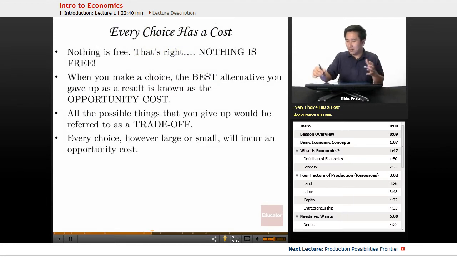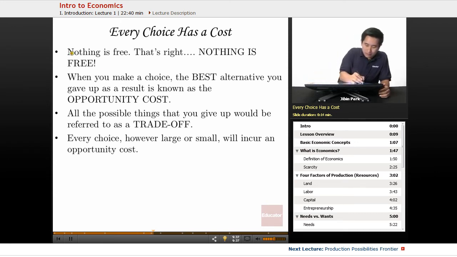So kind of a second corollary to the fact that you don't need anything is that nothing is free. Absolutely nothing. Nothing is free. That's right. Nothing is free. So when you make a choice, the best alternative that you gave up as a result is known as the opportunity cost. This is the bread and butter of economics, the idea of opportunity cost. You're always giving something up when you choose something.